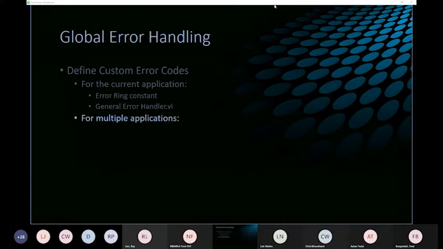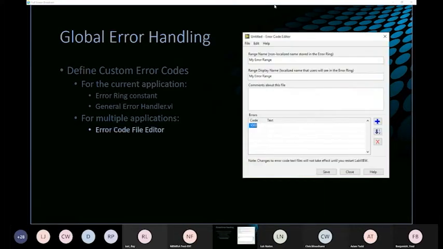If you're doing this for multiple applications, then you want to use the error code file editor. This lets you create a file on disk of your custom error codes, and then you can call that file from different applications without recreating all your error codes every time. So this is a nice tool for doing that, the error code editor.